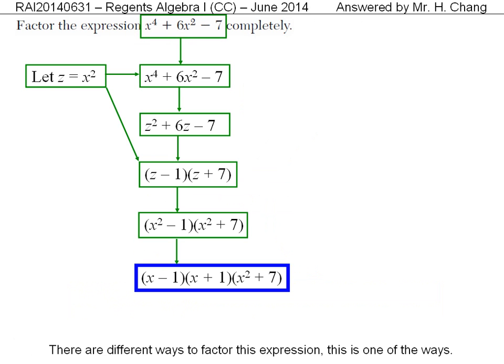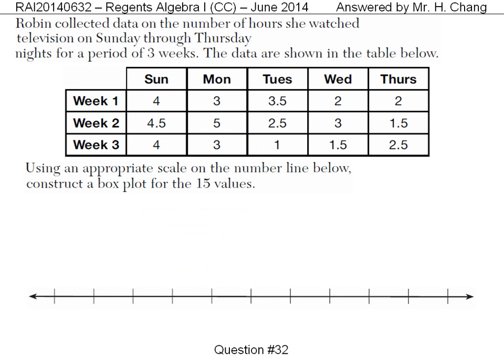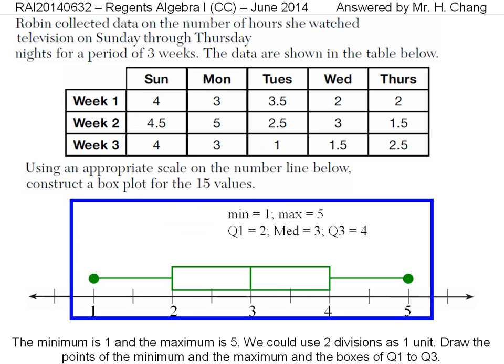There are different ways to factor this expression. This is one of the ways. Question number 32. The minimum is 1 and the maximum is 5. We could use 2 divisions as 1 unit. Draw the points of the minimum and the maximum, and the boxes of Q1 to Q3.